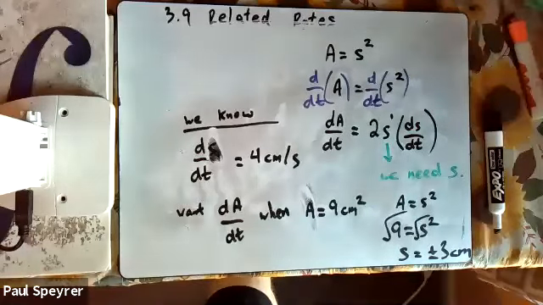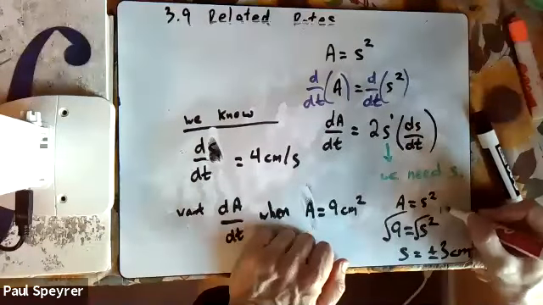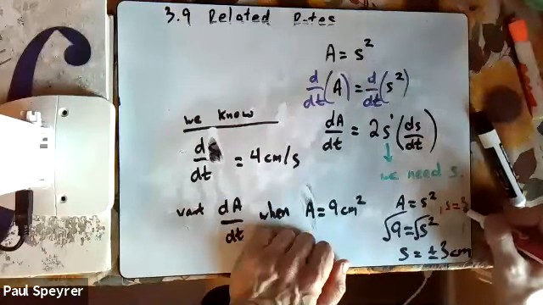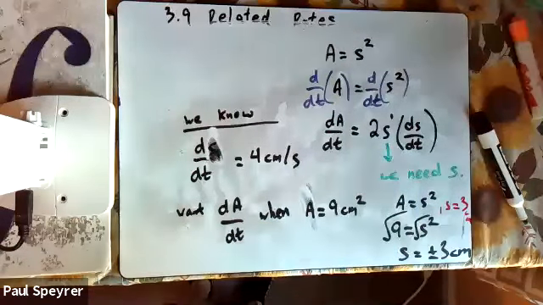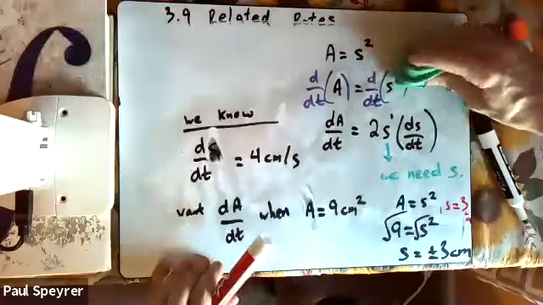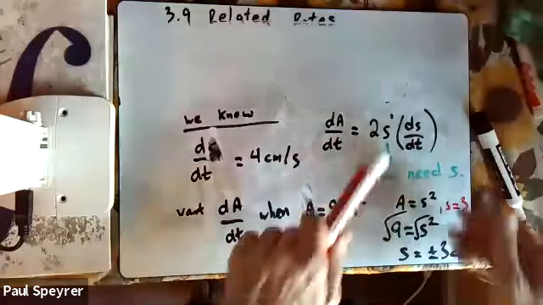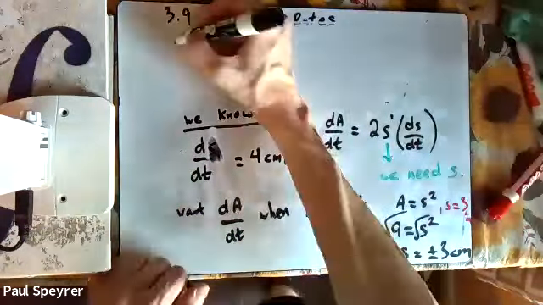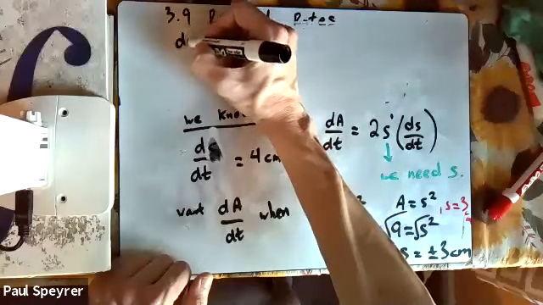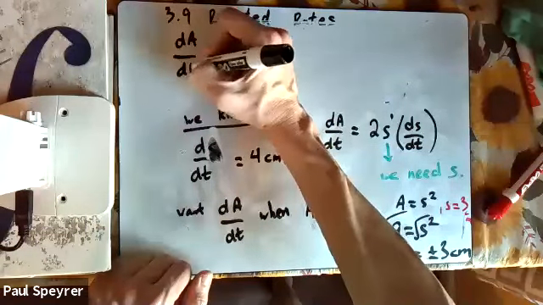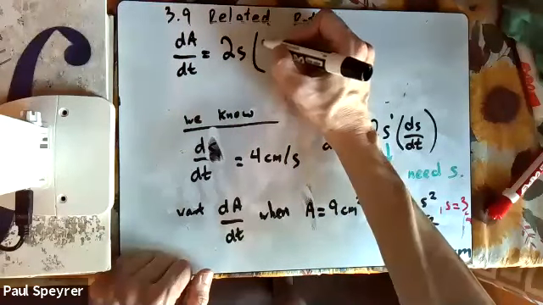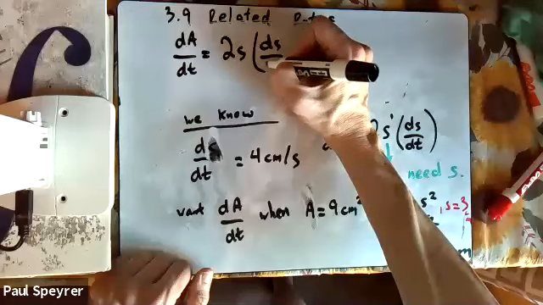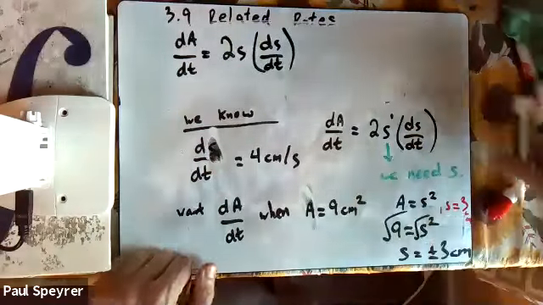So S equals 3 for 3 centimeters. So let's plug all that stuff in, right? What are we plugging in, or where are we plugging it into? This equation right here. We have dA/dt equals 2s, and then ds/dt, okay?